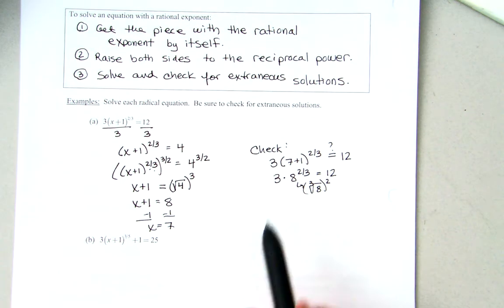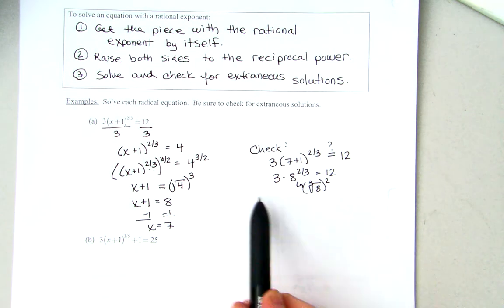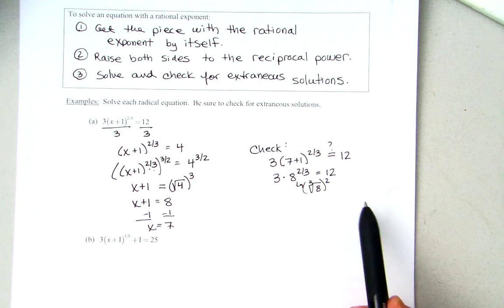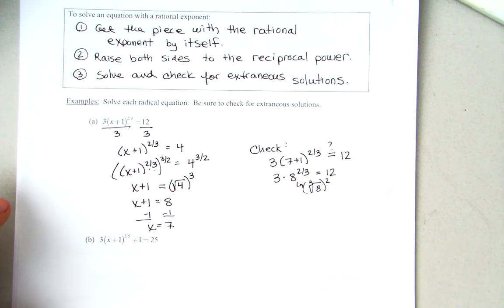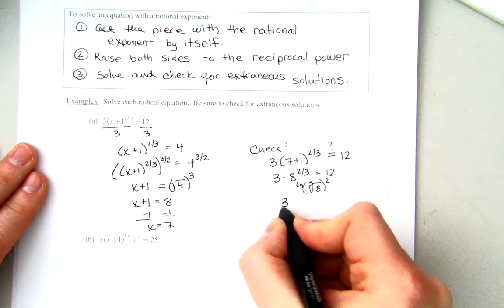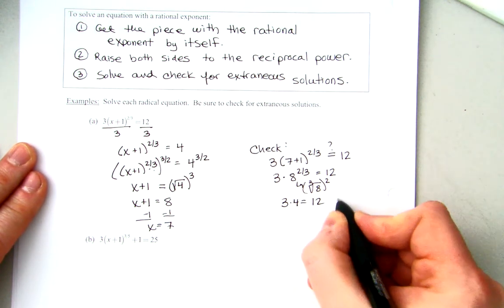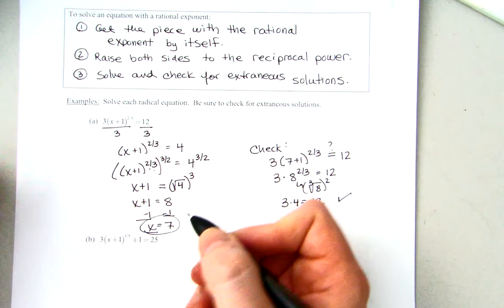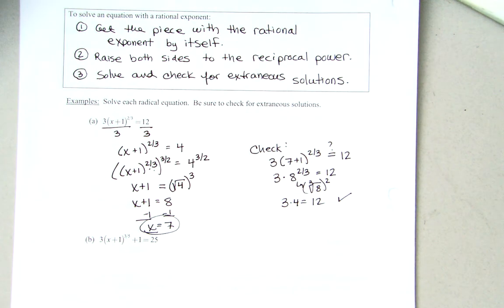So we're 3 times 8 to the 2/3 equals 12. Do you see where I got that line from? Okay, we need to do 8 to the 2/3, which means cube root of 8. Square it. Cube root of 8 is 2. Squared gives us 4. 3 times 4 equals 12. Yes, it does. That works. So the one answer I got was good. Otherwise, you'd have no solution, and what you got would be extraneous.